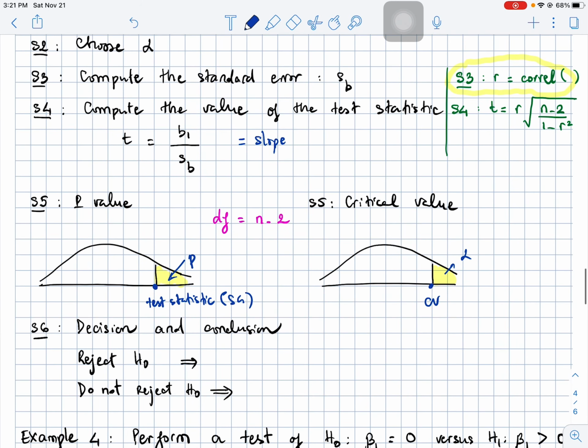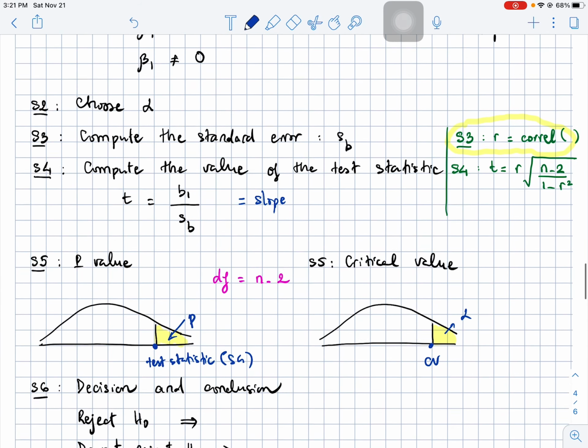In step number 6 and step number 7, I combine. So in step number 6, we have both decision and conclusion: reject the null or do not reject the null. We will compare the p-value and the alpha, or we look at the point to see if it lands in the shaded area or not.